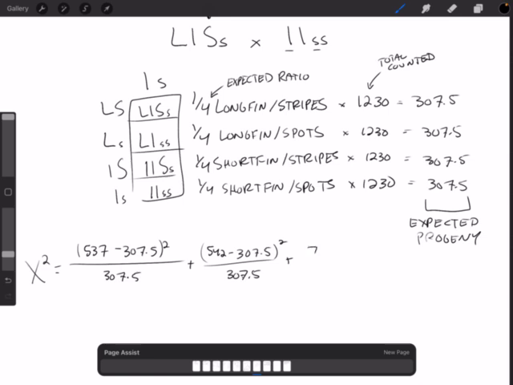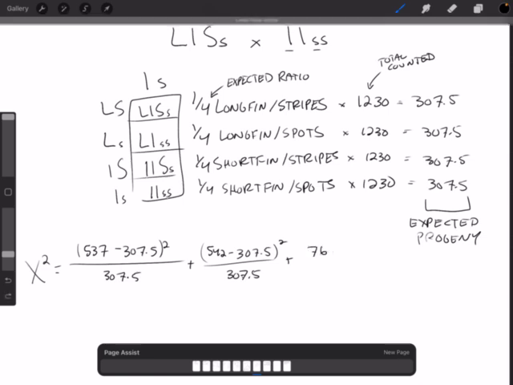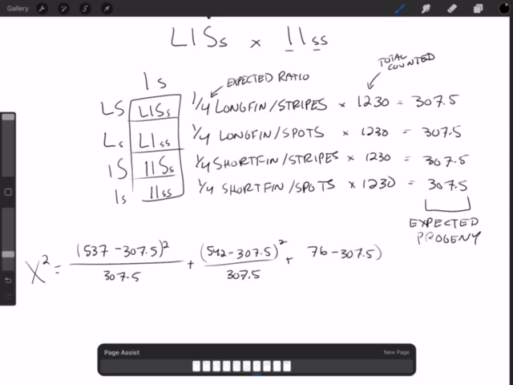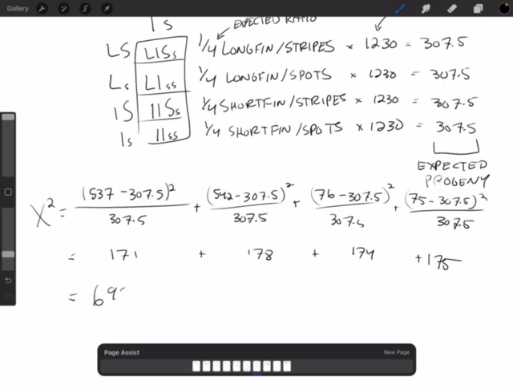I can't remember which one it was. We'll say a longfin with spots. And we expected 307.5 of those longfin with spots. And we had counted 75, I think it was, of the short fin with stripes, and we expected 307.5 of those. Okay. That equals basically 171 plus 178 plus 174 plus 175, or a chi-squared value of 689, which is quite a large chi-squared value.